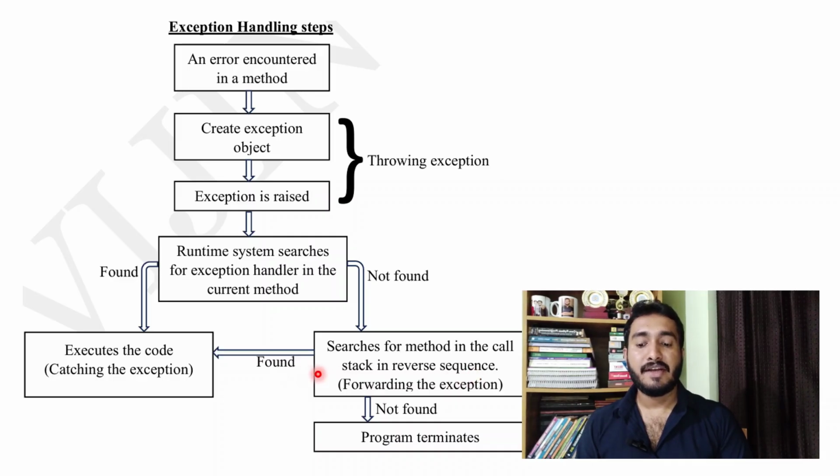It will keep on searching in the reverse order. Suppose the exception handler is found in any of the methods, it executes the code. It will catch the exception. If exception handlers or except blocks are not found in any of the methods in the call stack, then the program terminates abnormally. Now let's discuss the assert statement in Python.